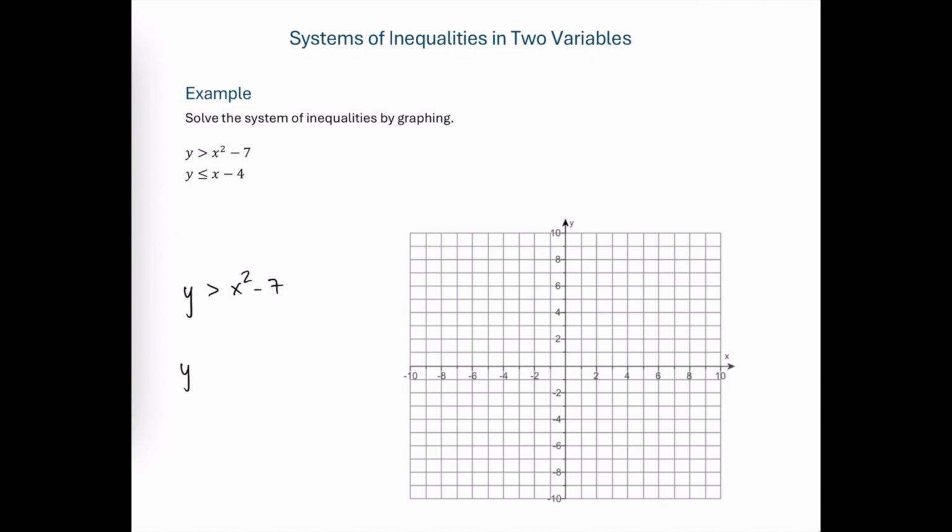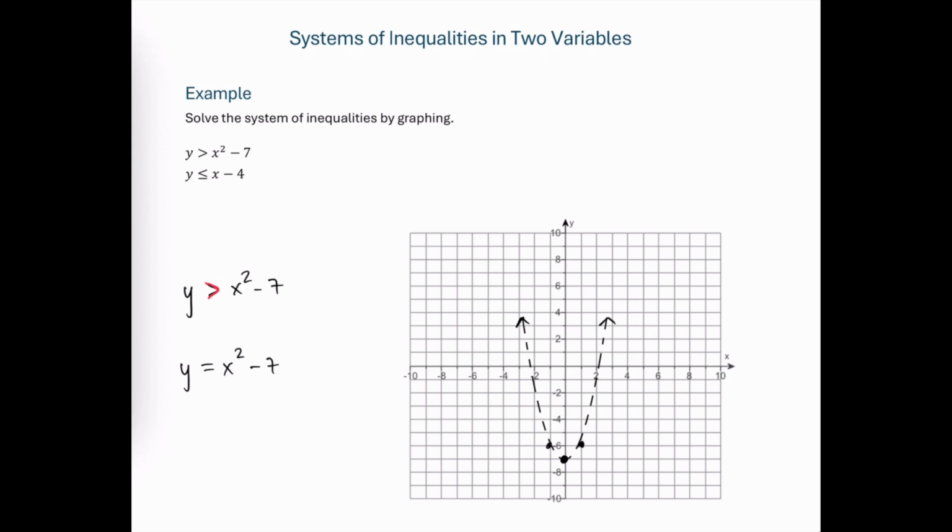And in order to find the solution region, we'll treat it as if it's an equation and graph the equation. x squared minus 7 is a parabola that's opening up and has been shifted down 7 units. So that looks something like this. But because the inequality was strictly greater than, we need to use a dotted line to graph this.